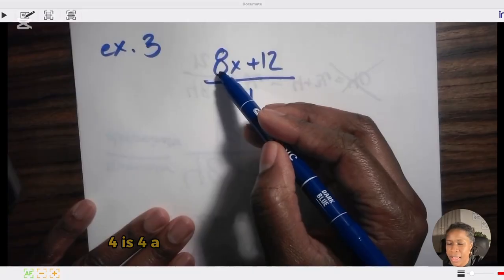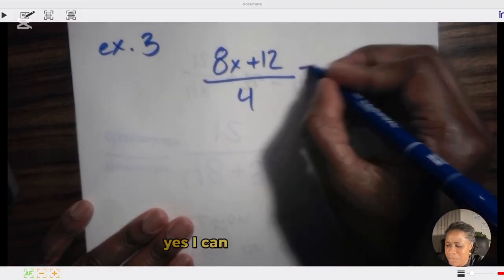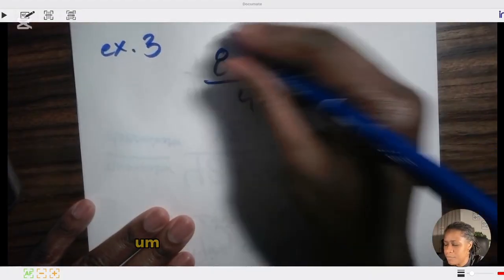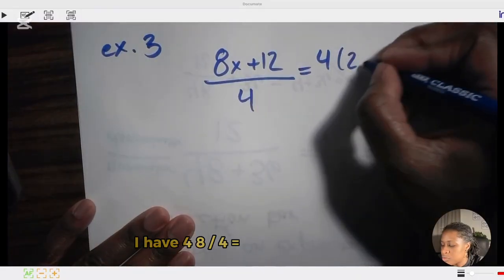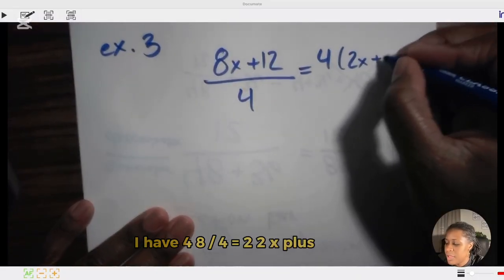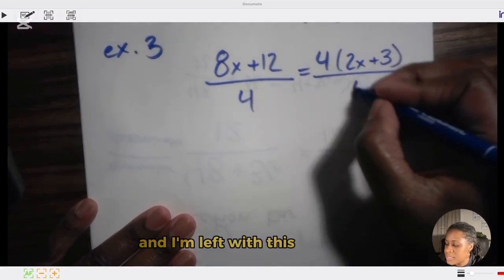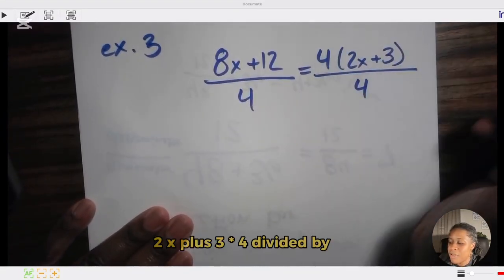Is 4 a multiple of 8? Is 4 a multiple of 12? Yes. I can pull 4 out of this expression up here at the top. I have 4 times: 8 divided by 4 equals 2, so 2x, plus 12 divided by 4 equals 3. And I'm left with this expression, 2x plus 3, times 4, divided by 4.